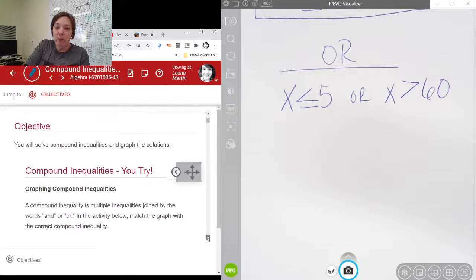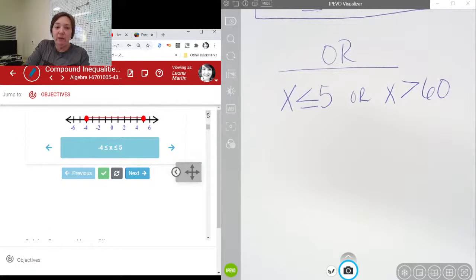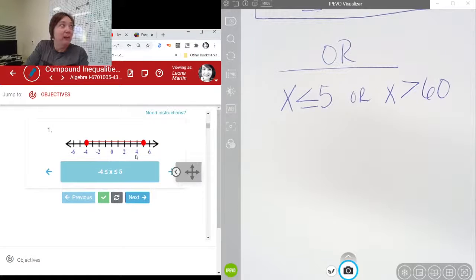Okay, so let's look at a few problems together. So here we have a graph, right? And we want to match this graph to this compound inequality, or to a compound inequality. So let's see what this says. What does this say here? What can x be in this problem? Anything greater than? And less than 5. Can it equal them? Yes. So does this match that?